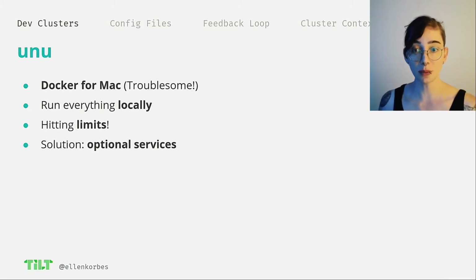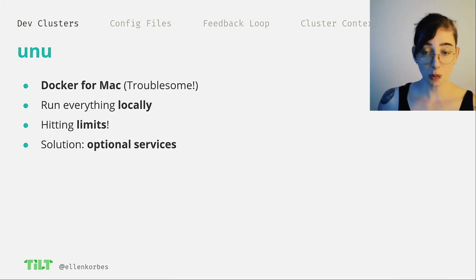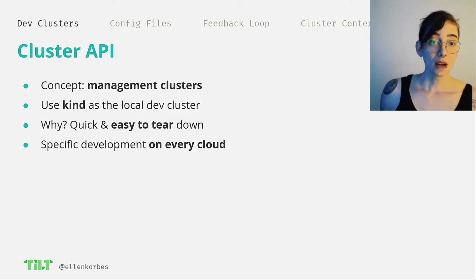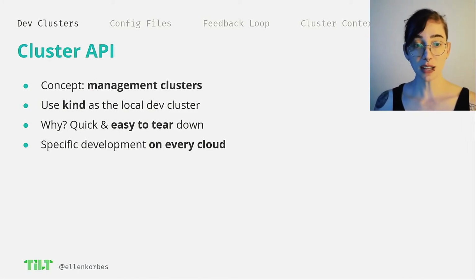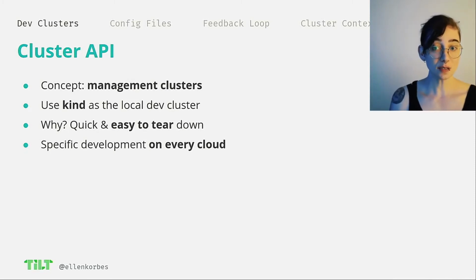And they are very amazing at automation and that kind of stuff. We're going to get to that in a second. Cluster API. They use Kind as the local development cluster. The reason for that is because when your business is creating and deleting clusters, you want a solution that can create and delete clusters fast. And Kind is very good at that.